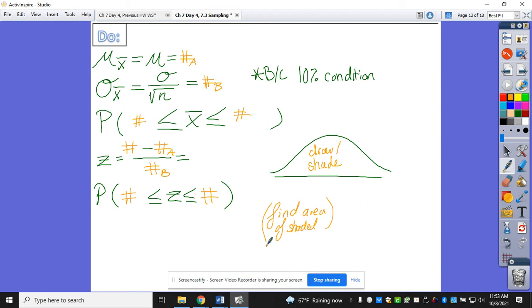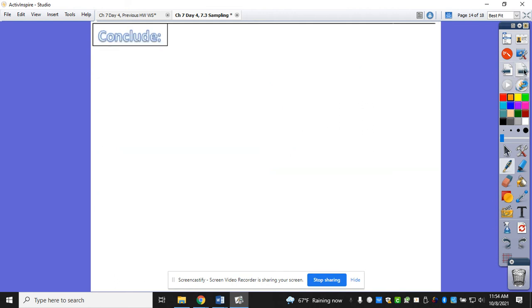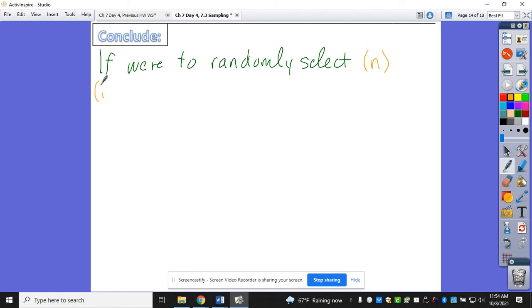So all I have left is conclude, which, to be honest, you should be able to write on your own without me looking at your other one. But we're going to write it together. Anybody still looking at this one? All right, so where does my conclude start? If we were to, what comes right after that? Then what?